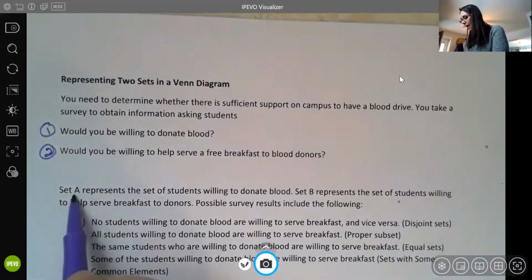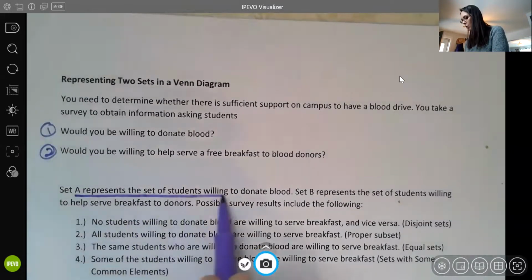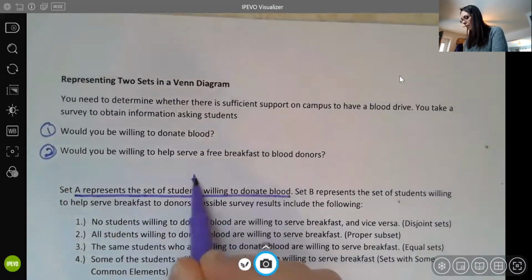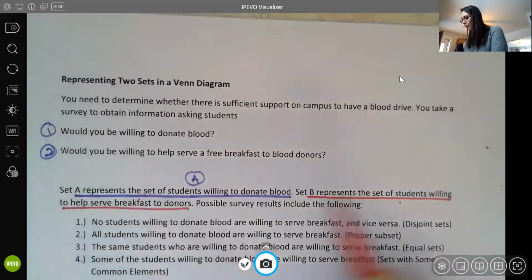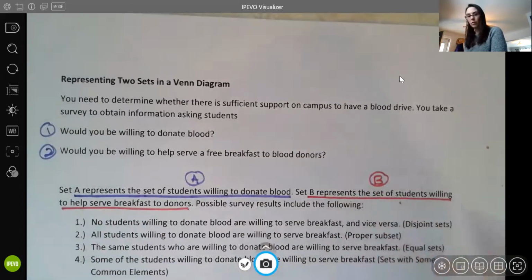Now let set A be the set of students who are donating the blood, okay? And then I'm going to just use two different colors. Let set B be the students who are going to help serve breakfast. And I'm just going to use purple and red to help show those two.